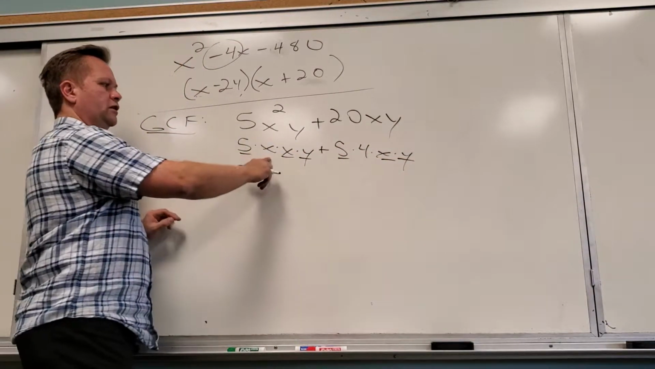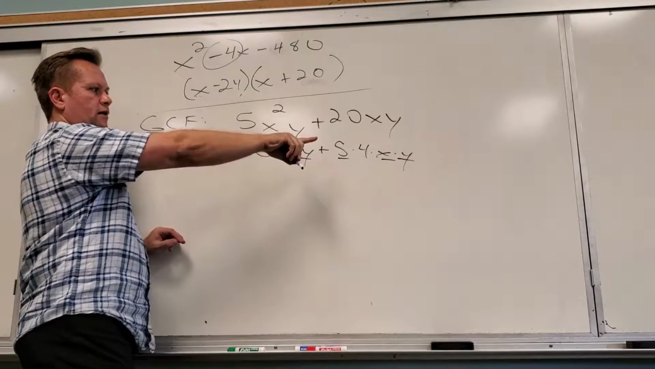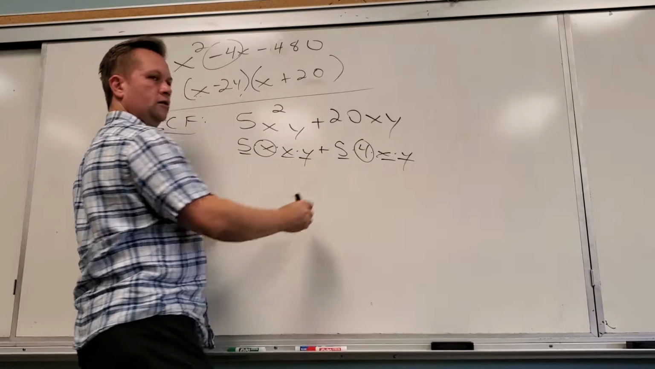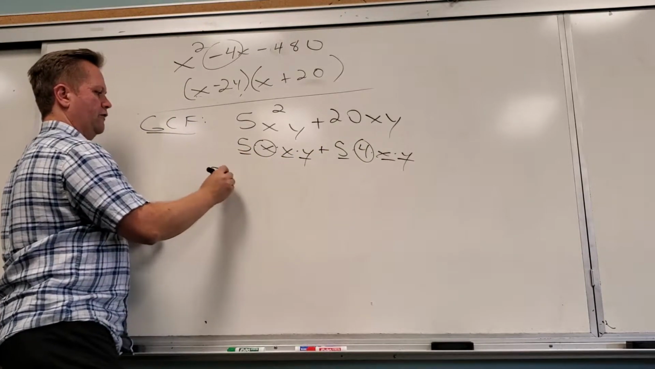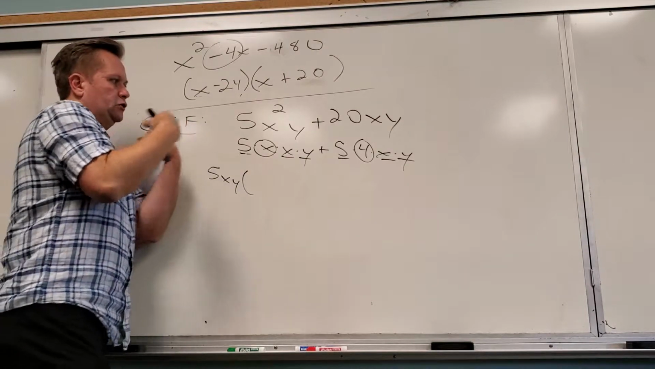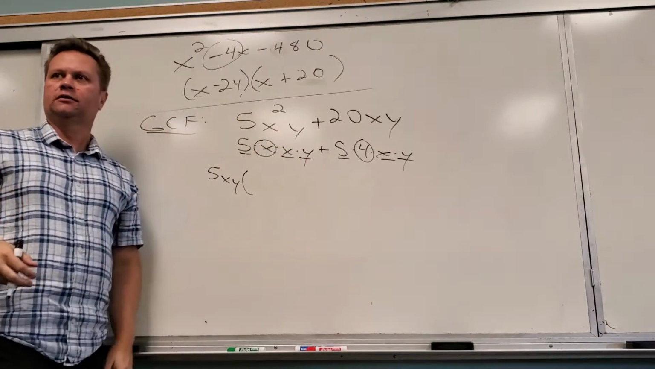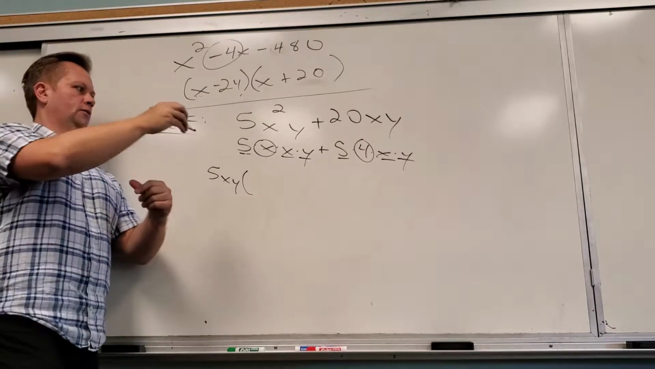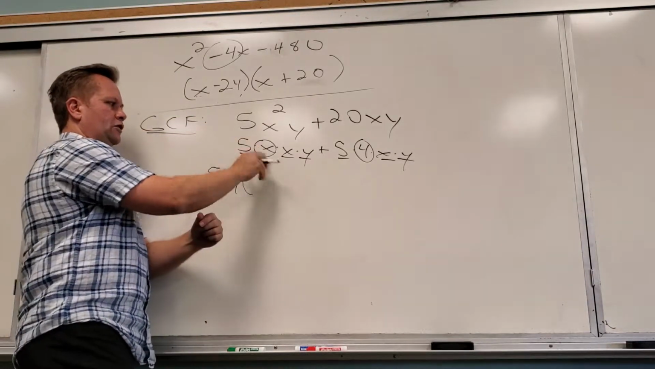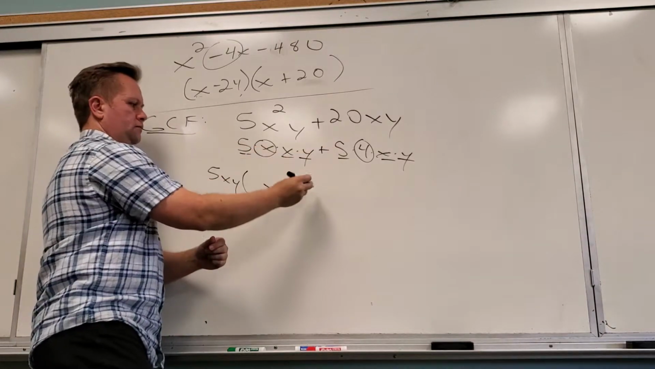So what's extra in this first guy besides what I just did? An x? And what's extra in the next guy? 4. So I could take out a 5xy, because that's what they both have. Somebody distributed it across and gave it to them. I'm going to come around the corner and take it right back. Give me that. Looks nice. And so what's left in this first term? X. And what's left in the next term?